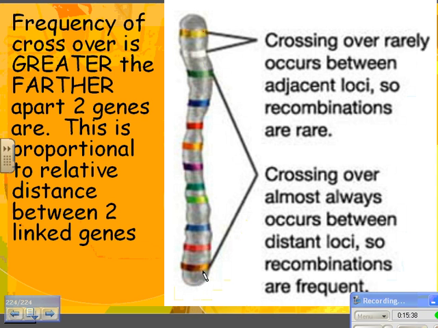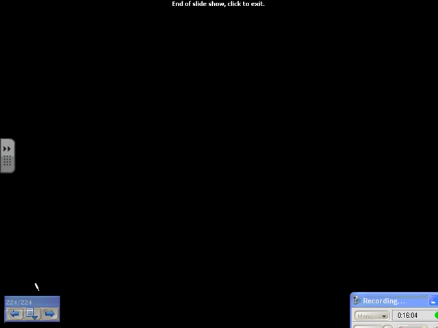This gene and this gene are very far apart, so chances are good that there'll be a crossover, so they're typically not inherited together. The frequency of crossover is greater the further apart two genes are, and this is proportional to the relative distance between the two genes. So you can actually calculate how close genes are based on how many times they cross over to make different offspring types, different gamete types. And that's the end of my story.